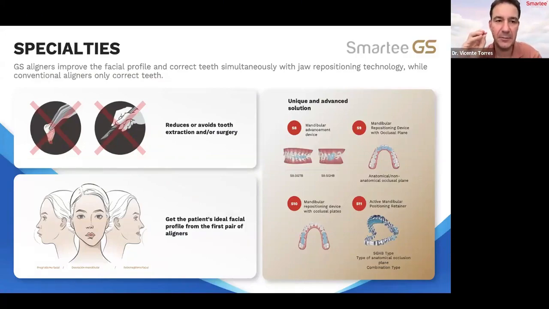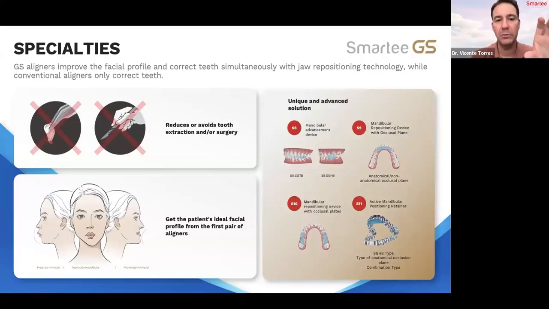The GS is a special package for correcting the profile of the patient. At the same time, we can move the teeth simultaneously. With other brands, when you use a mandibular advancement device, you cannot move the teeth, because the device is behind the aligners, or in this case, under the precision wheels or the blocks. In Smartee, you can do mandibular advancement or mandibular repositioning at the same time as moving the teeth. Everything at the same time.